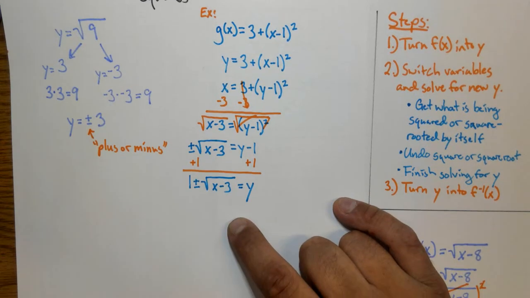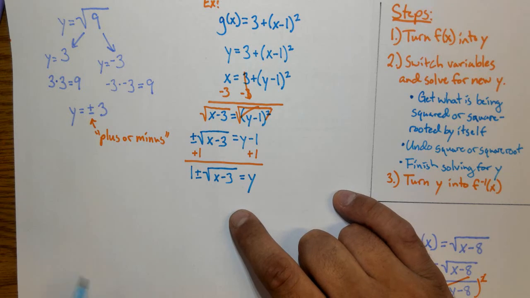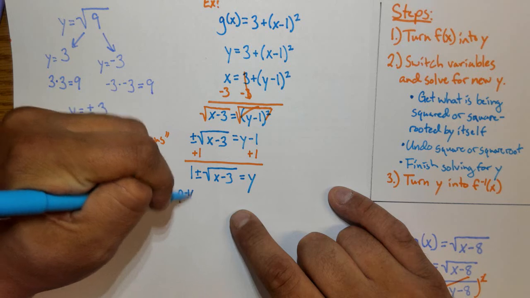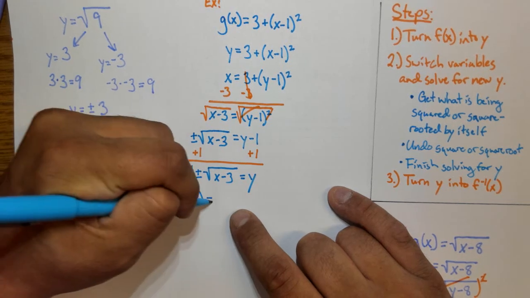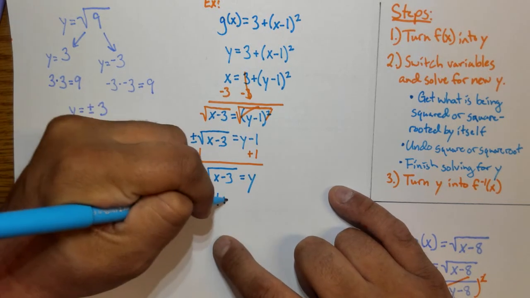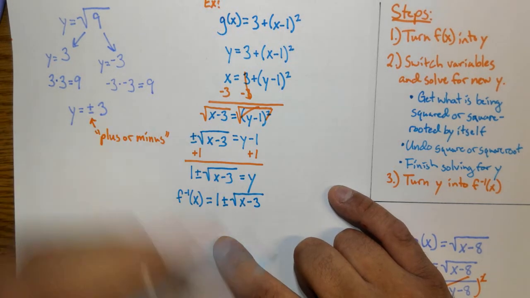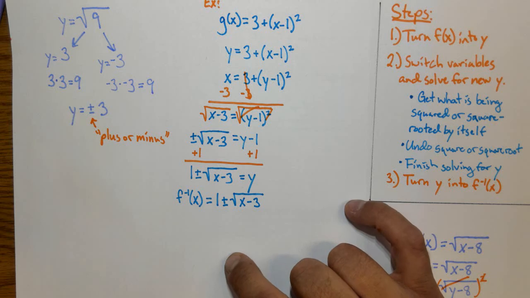And then finally, just turn your y into f inverse of x. And again, I like to write it first. So f inverse of x equals 1 plus or minus the square root of x minus 3. And that's my answer there.